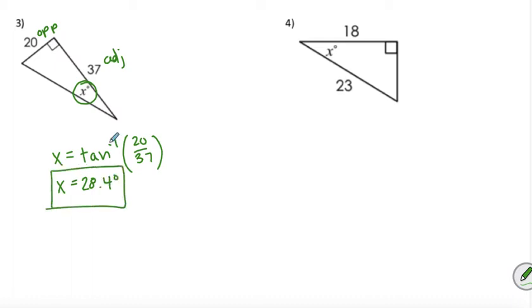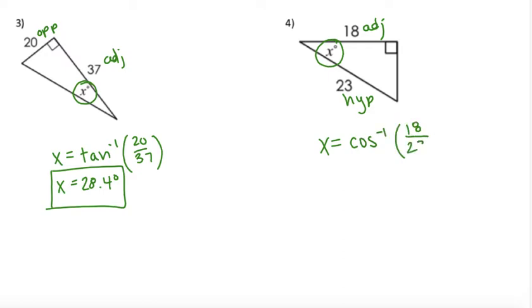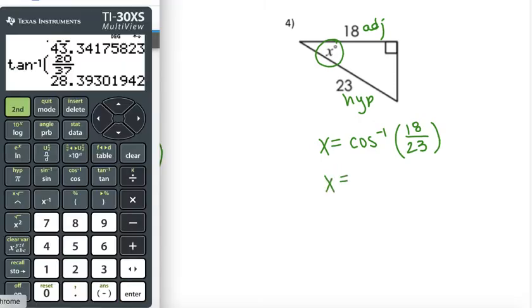And on to the next one. Circle, that's an angle, x equals. Label my sides, I have adjacent and hypotenuse. So that's going to be our inverse cosine. And I'm going to take adjacent over hypotenuse. So x equals, to my calculator.